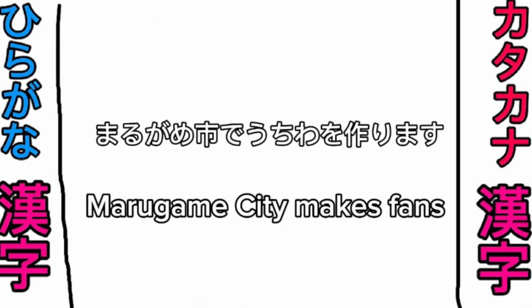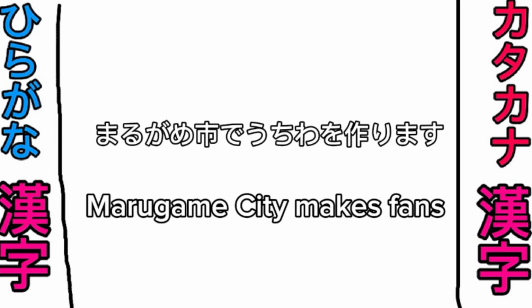Marugame shite uchiwa wo sukurimasu. Now, let's break that sentence down. Marugameshi is just Marugame City. It's a city in Japan. And that follows it because Marugame is a location. Uchiwa means fan, and sukurimasu is the verb for to build or to make. So the sentence itself says that Marugame City makes fans, right?